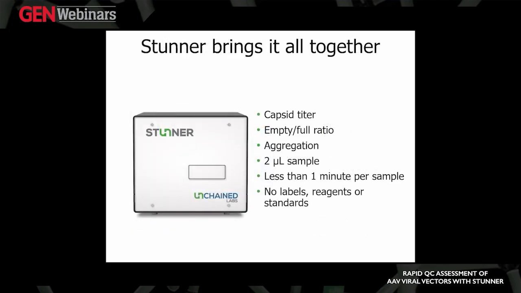Those two technologies are what Stunner brings together to calculate answers on capsid titer, empty-full ratio, and aggregation with only 2 microliters of sample in less than a minute. And it does this using no labels, reagents, or standards. You just use the sample you've got. So let's dive into this and how this all happens.